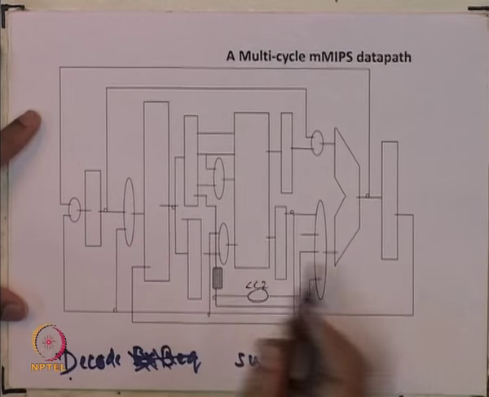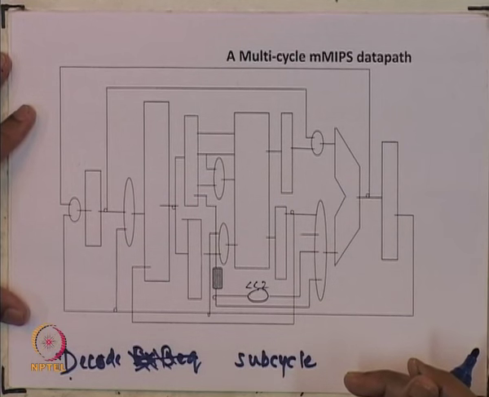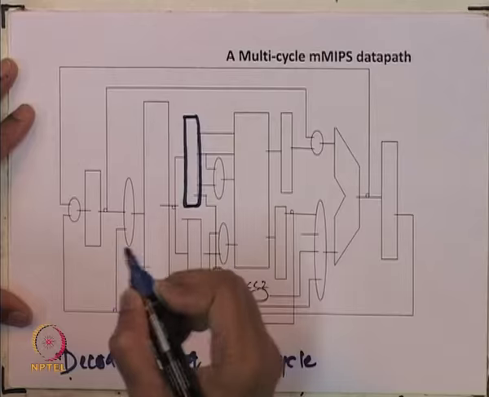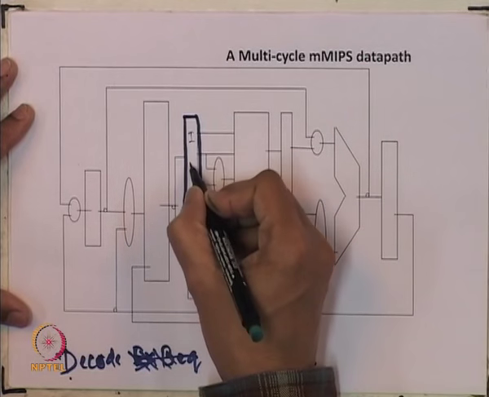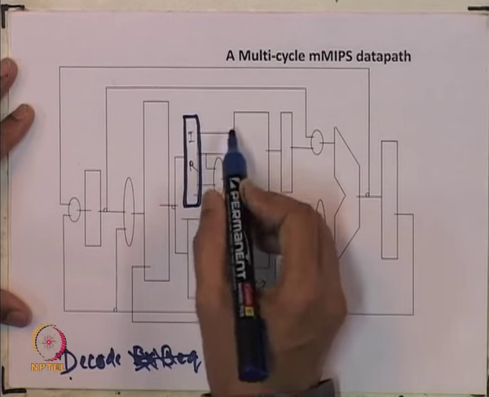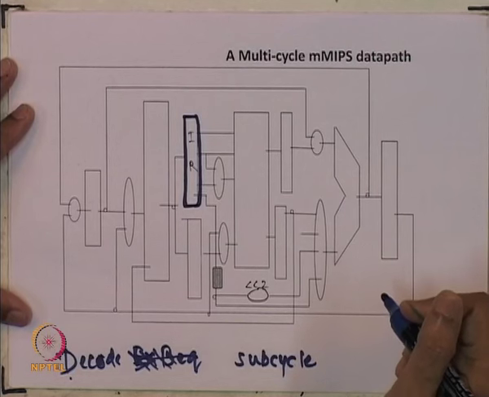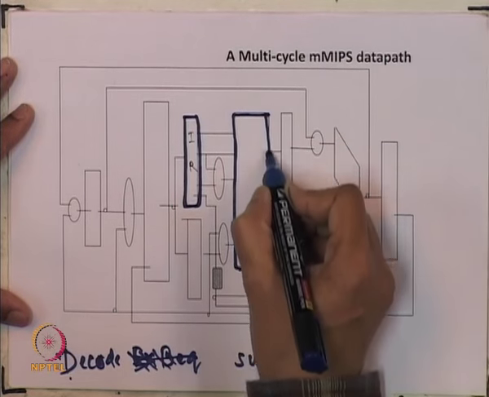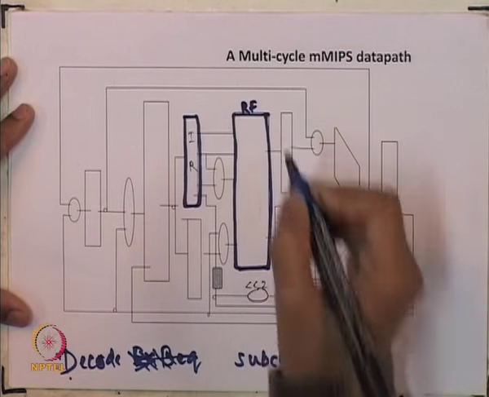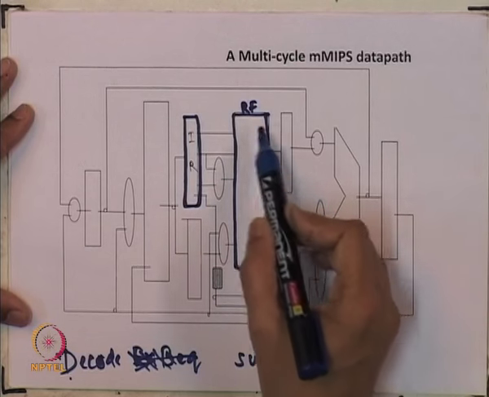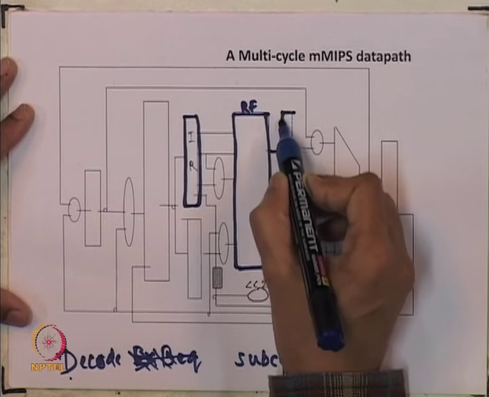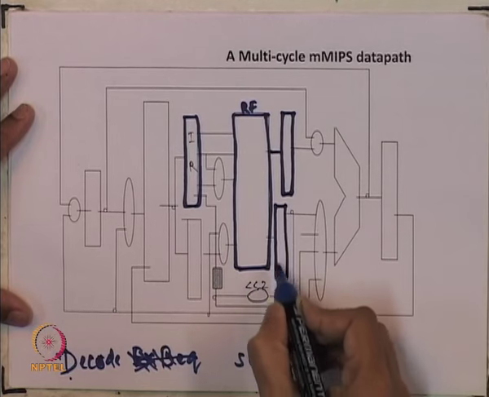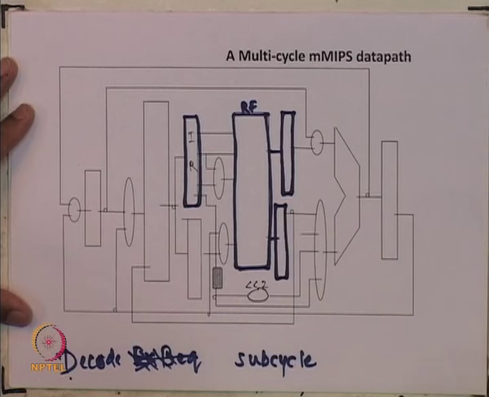So, in the decode subcycle, what is happening? The instruction is being decoded, that is a major thing. So, IR is going to be playing a role. This is the instruction register, right. And also the register operands are being read out. So, this is the register file. So, that is also involved in this. Okay. So, in the decode stage, the appropriate registers of this register file are going to be read out, and the contents of those registers are going to be stored in A and B registers. This is A and this is B.